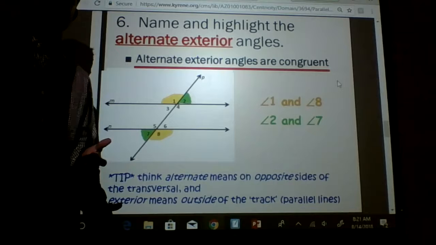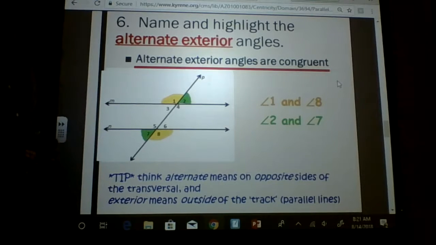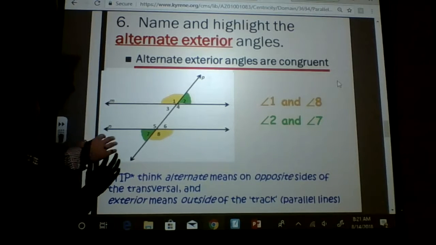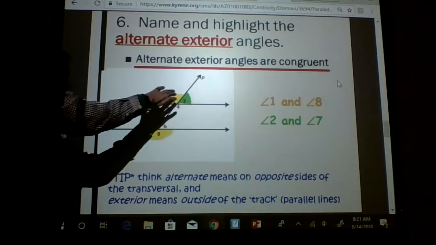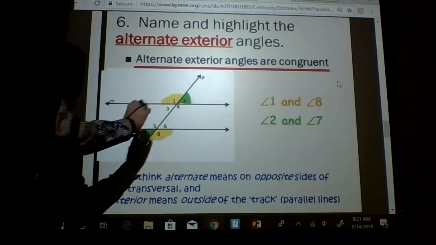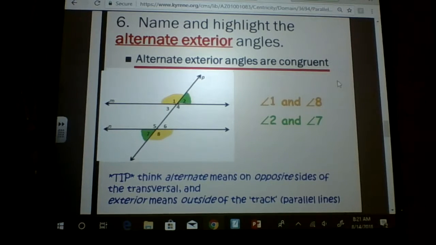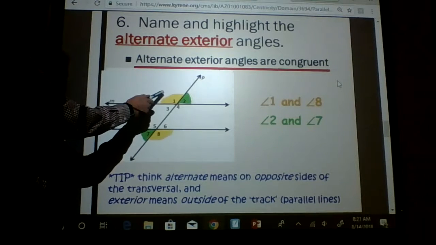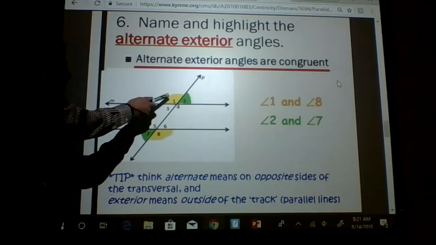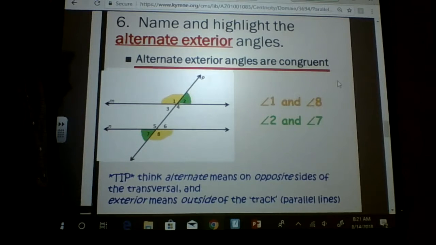Okay, now alternate exterior, think about exterior, think about outside. And so now we've got the two angles on the bottom and the two angles on the very top. So we're not looking on the inside right here. But the same deal happens. We've got one that's on the left to the top and the one that's on the right to the bottom. So 1 and 8 are alternate exterior, and 2 and 7 are alternate exterior as well. And those are congruent. They're the same.